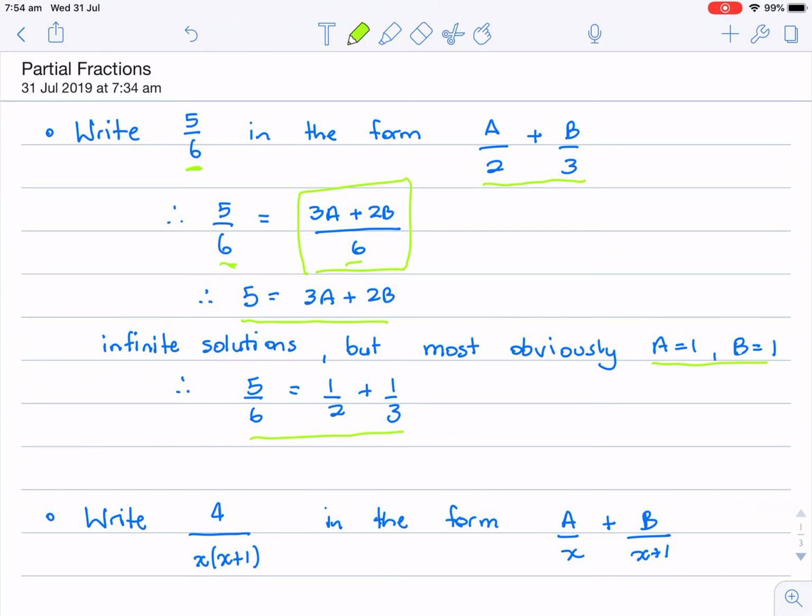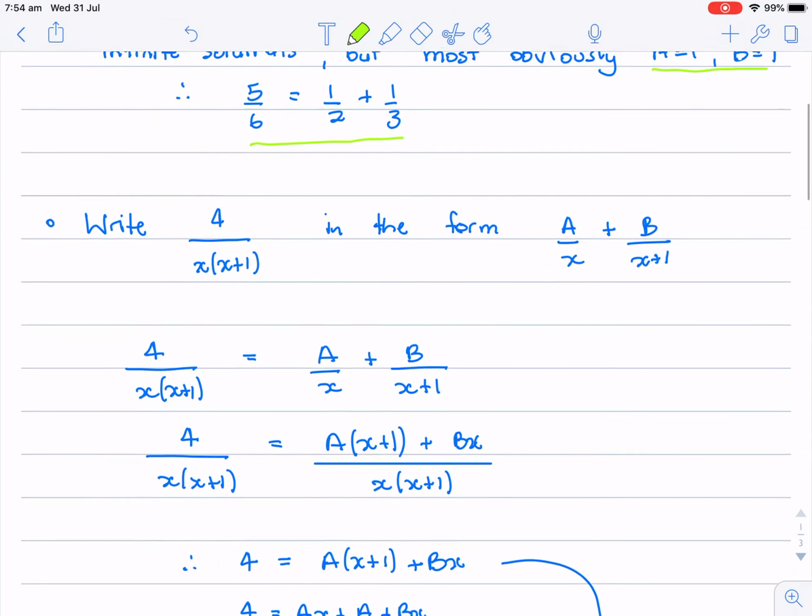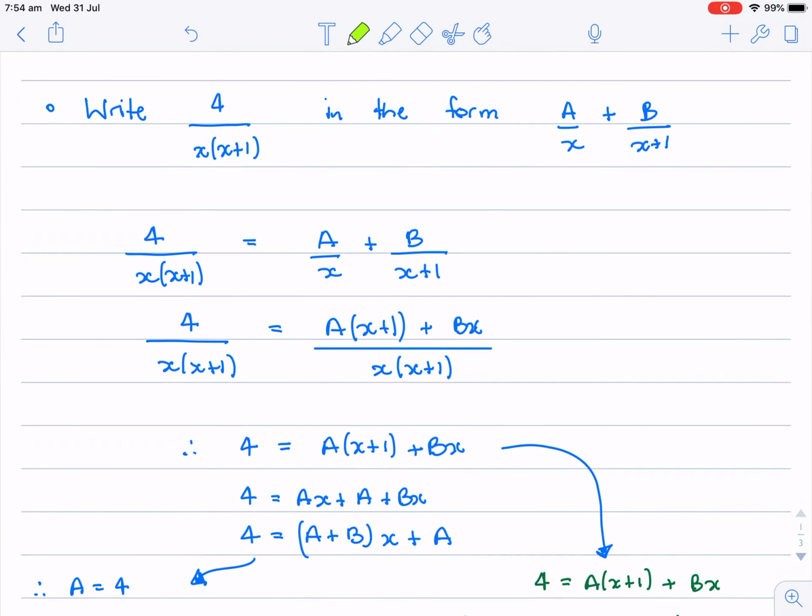That's not always the case when we deal with polynomials. So let's have a look at something like 4 on x times (x plus 1). We want to break it up in two forms here: something on x plus some number on x plus 1.